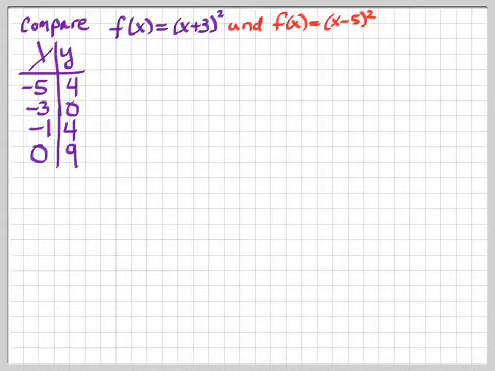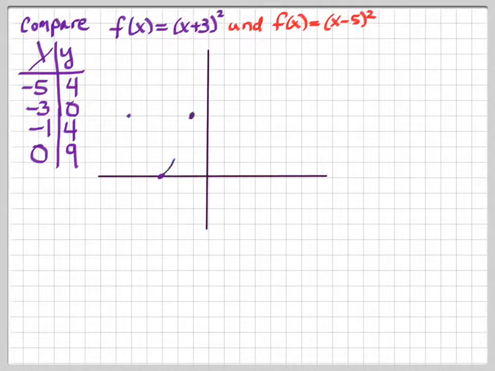And one thing I need to notice is that my y values repeat. So I know that I'm going to have a complete graph, and I'll tell you what that means as soon as we look at it. So I plot those points, and now looking at it, because it is symmetric, my y values will repeat. And so I've plotted (−5, 4), (−3, 0), and (−1, 4).